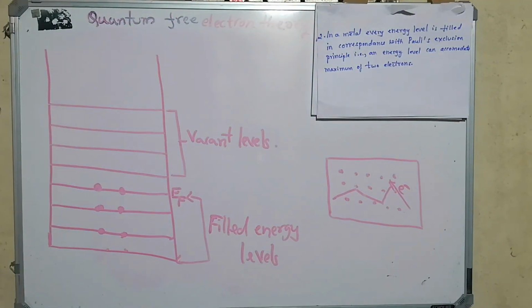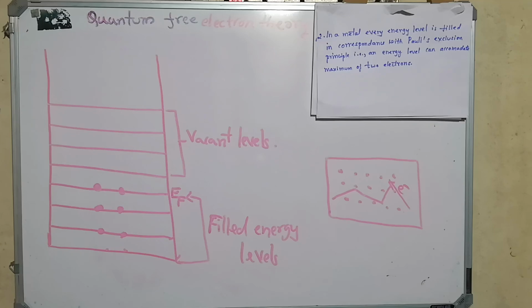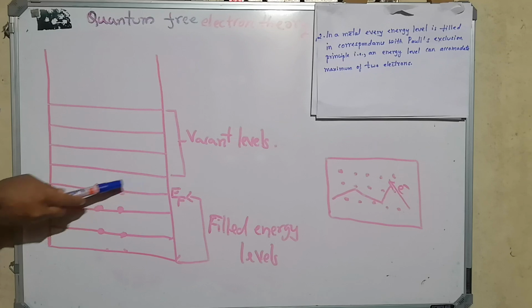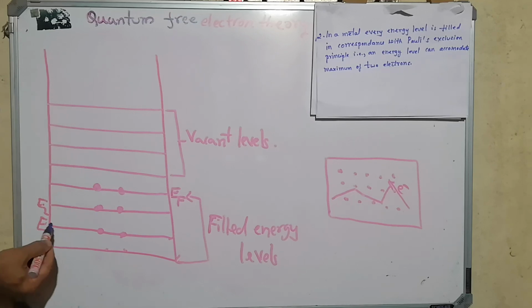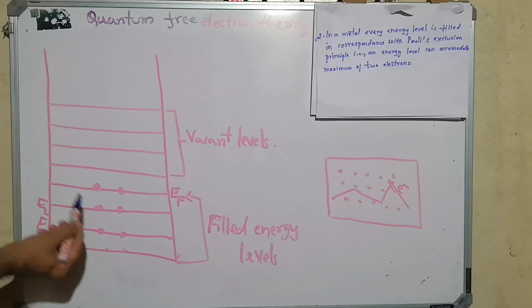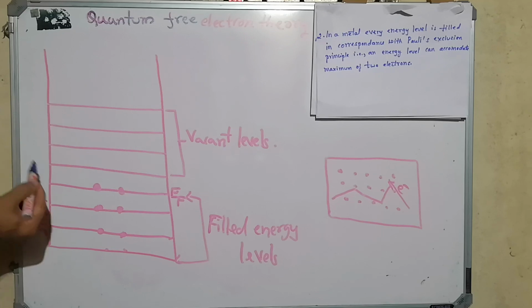Second assumption is, in a metal, every energy level is filled in correspondence with Pauli's exclusion principle. So that means, here I have drawn horizontal lines. These horizontal lines indicate the energies of electrons, that is E1, E2, E3 and so on. These represent the energies of different electrons. Then how many electrons possess energy equal to E1? How many of them possess energy equal to E2? How many of them possess energy equal to E3 and so on?